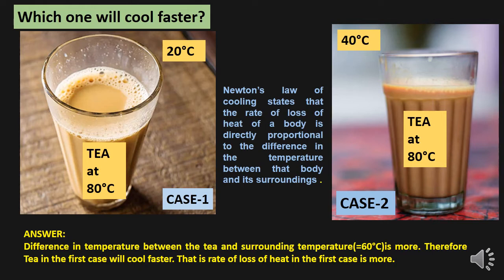In the first case, the temperature difference is more. The temperature difference between the surrounding and the tea is more. Therefore, the tea in the first room will cool faster compared to the second one. So this is the answer for this very interesting question.